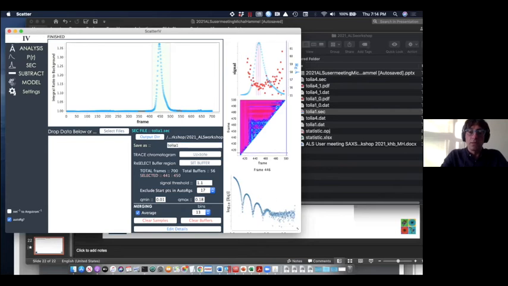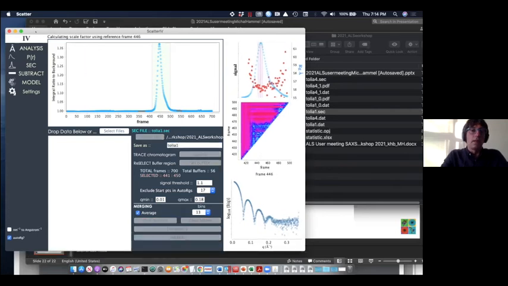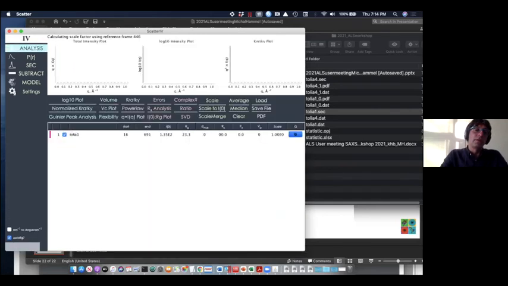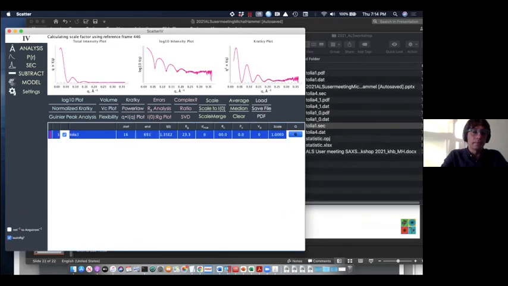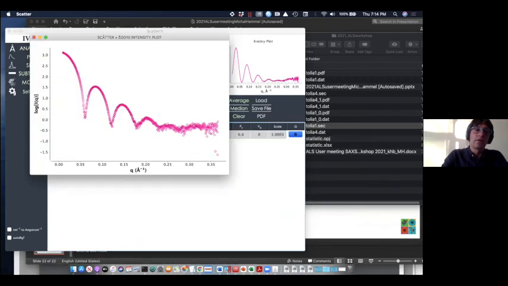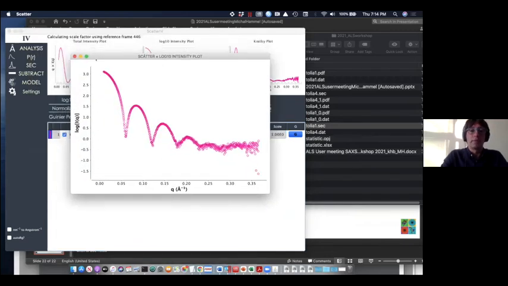And I say merge the data. And when you look at the analysis stuff, you'll see your data. Okay. And we're gonna click off the R2RG. Anyway, this is your data. It's a beautiful data for apoferritin.